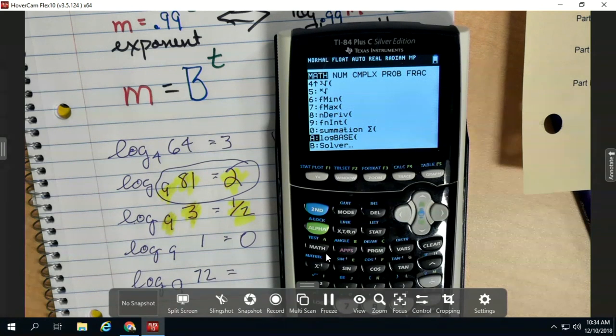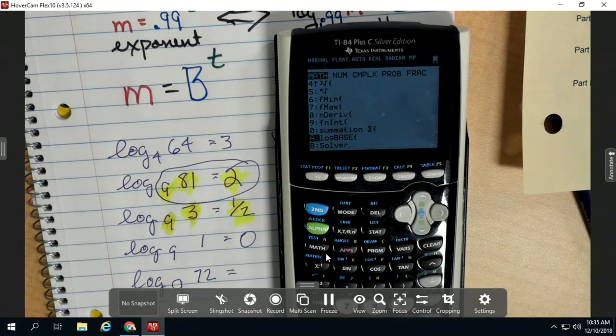Yep. It's this button right here. Is that the one that you press? Yeah. Okay, good. You're good. You know how to do it on your calculator? Yeah. You got it. Let's see your log. Oh, there it is. Okay, yours we have to use a change of base.